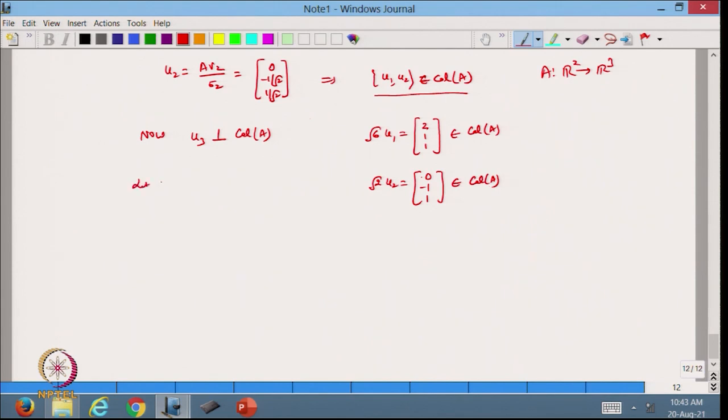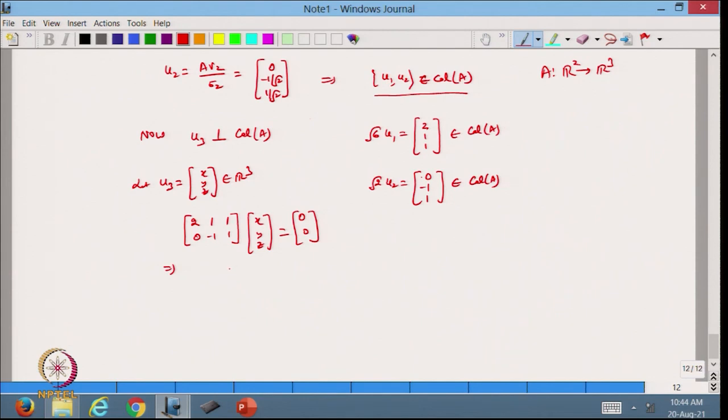Now let my u 3 be a vector x y z, because it belongs to R 3. It should be perpendicular to both, because these make the basis for the column space of A that we have seen. So the dot product, I put these as row vectors 2 1 1 and 0 minus 1 1, and take the dot product with x y z. It should be 0 0. And from here you can see that its rank is basically 2.